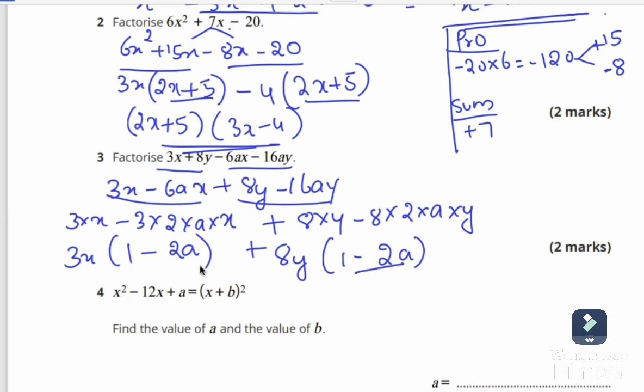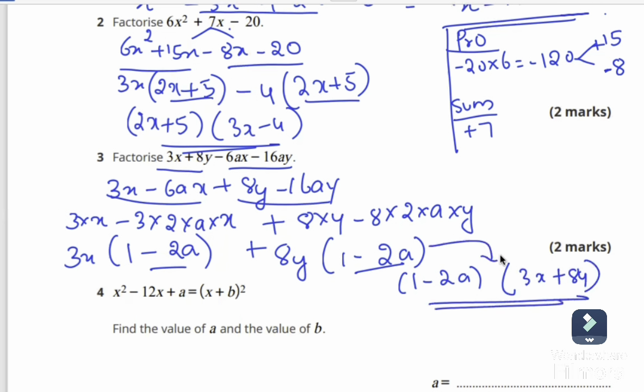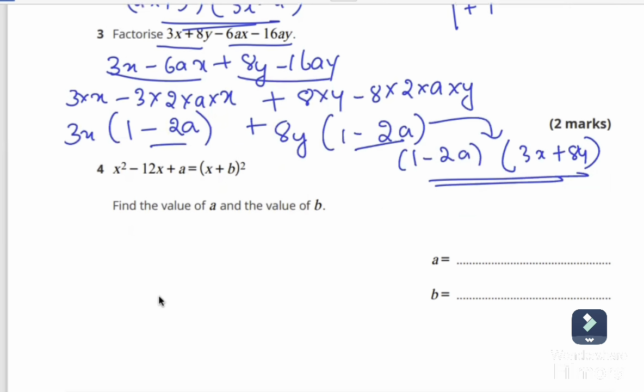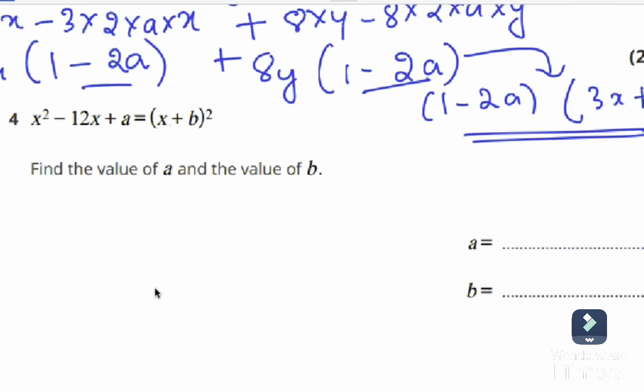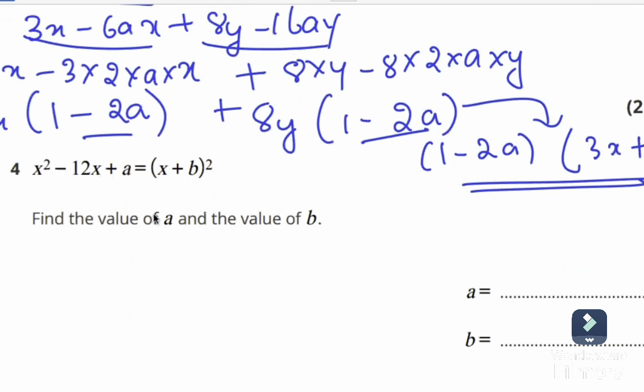So both, if you factorize them again, it will become 1 minus 2a and 3x plus 8y. So this is the final answer of this. Now, if you look at the last question, x squared minus 12x plus a, you need to express it in this form, x plus b whole square.